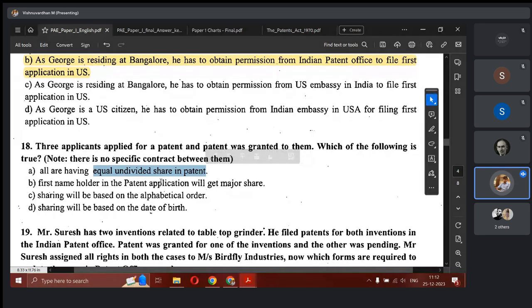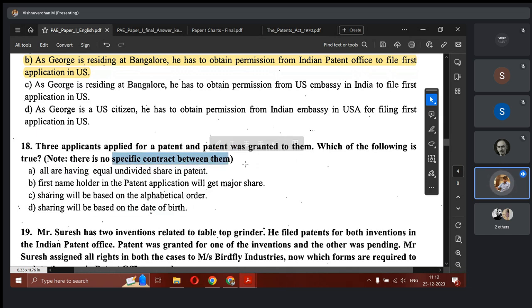First name holder in the patent application will get majority share. This is not correct. Sharing will be based on the alphabetical order. Again, rubbish. Sharing will be based on the date of birth. Again, this is wrong. So in general, all have the same undivided share in the patent unless they have a specific contract between them. But in this case, there is no specific contract.